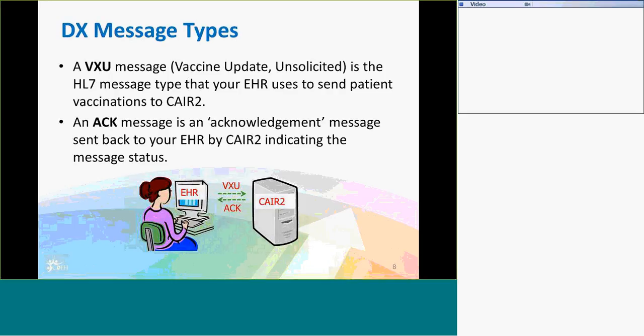Let's review data exchange message types. A VXU message is the HL7 message type that your EHR uses to send patient vaccinations to CAIR2. An ACK message is an acknowledgement message sent back to your EHR by CAIR2 indicating the message status. As you can see on screen, the EHR sends a VXU to CAIR2, and CAIR2 sends an ACK back. Remember, some EHRs are able to display ACK messages. If yours can't, use the CAIR2 Check Status feature to see these ACK messages.